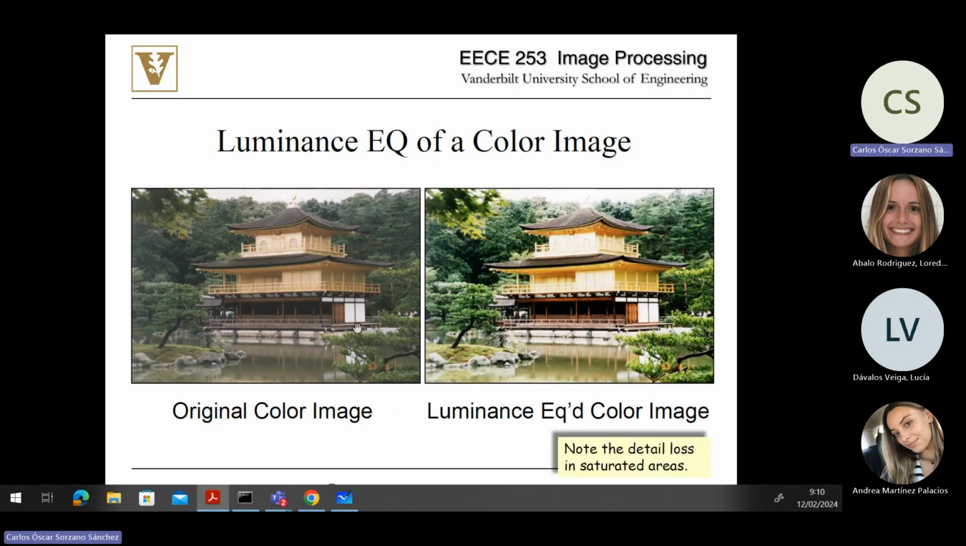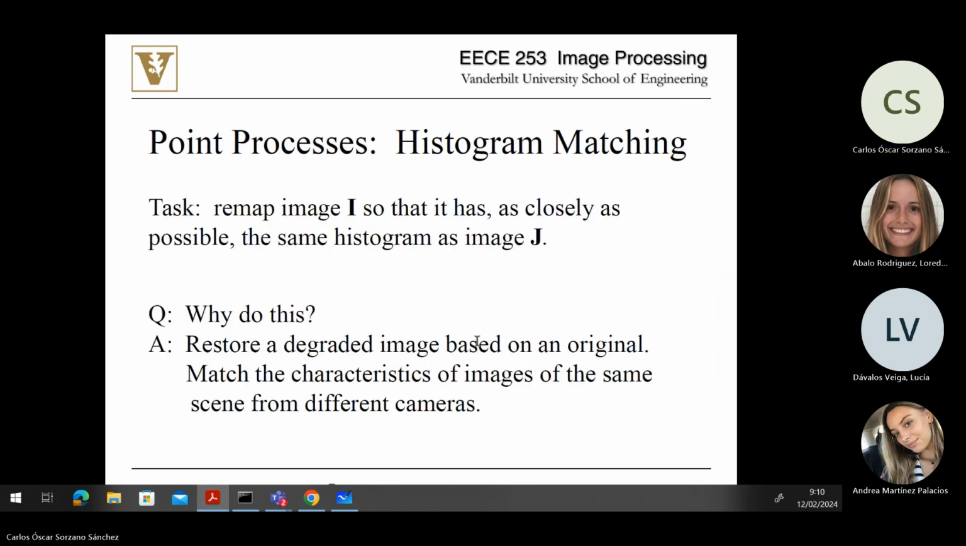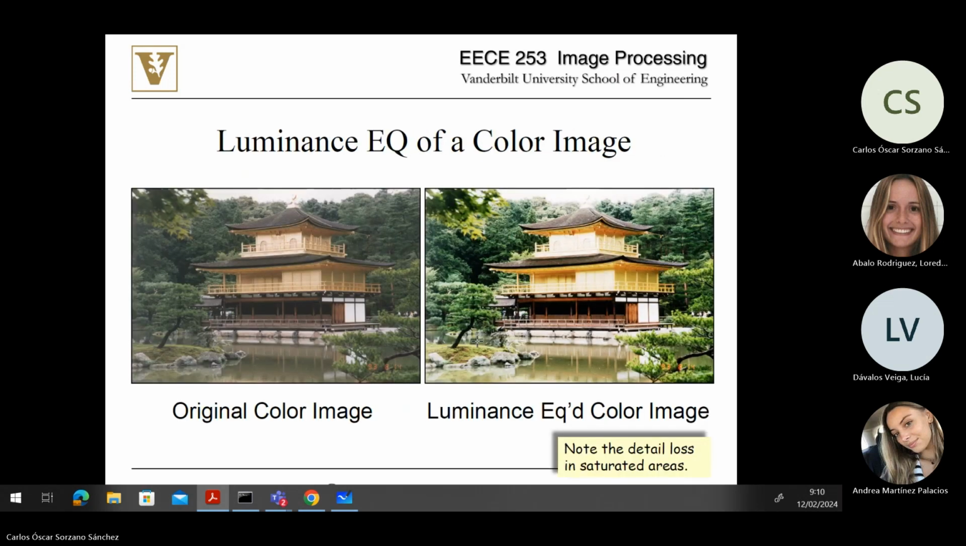Here we have a different comparison of the different configurations. This was the original, this is the luminance equalized. In the luminance equalized, the background is highly increased. But for instance, here it's saturated. It depends on what you want to highlight. You may want one transformation or the other. Any question?